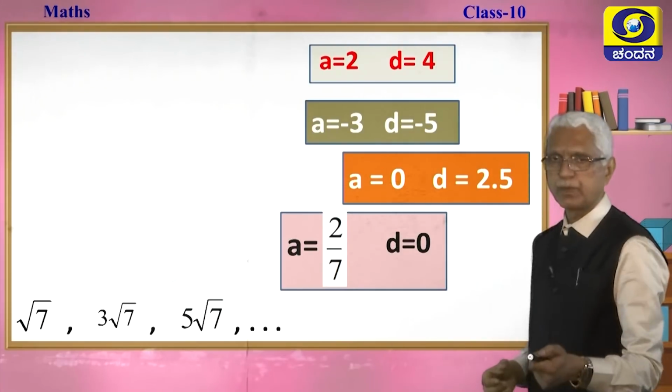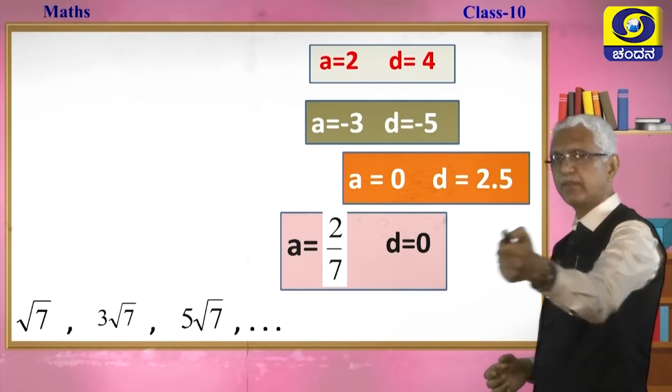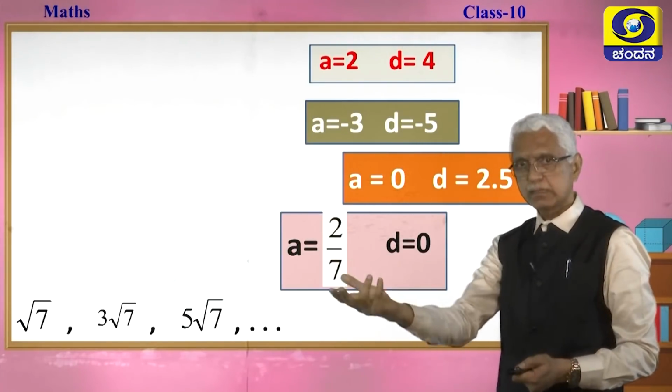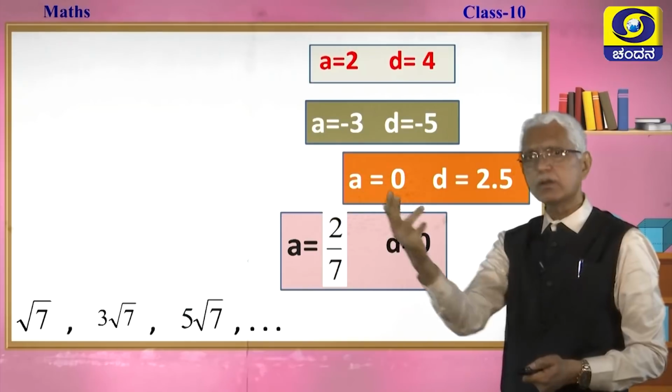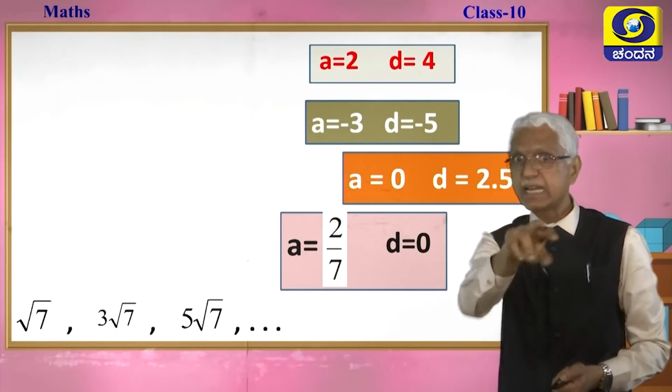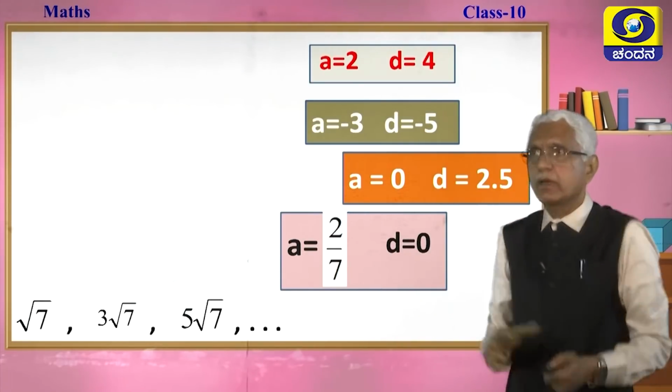Again, one more example, my dear children: root 7, 3 root 7, 5 root 7. What is the first term? Anyone in the class? That is good, wonderful, root 7. What is the common difference? Second minus first, 3 root 7 minus root 7, 2 root 7.